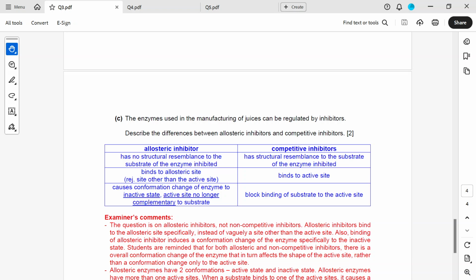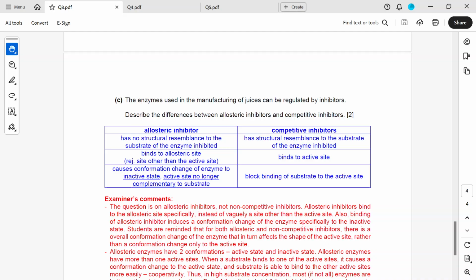All right. The competitive inhibitors obviously bind to the active site, right? Because they have structural resemblance to the substrate, which the allosteric inhibitor doesn't have, obviously. Then the mode of inhibition, what the inhibitor does, right? Again, because it's specifically allosteric inhibitor, the mode of action of the inhibitor is also a bit more specific. It causes a conformation change to the enzyme as a whole, not just the active site. So it causes a conformation change to the enzyme as a whole.